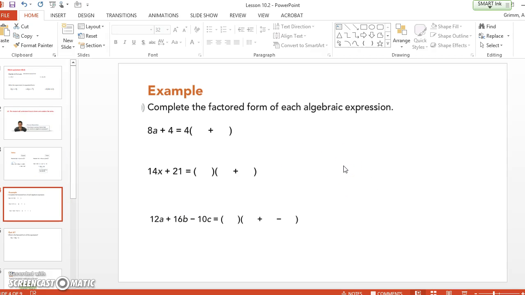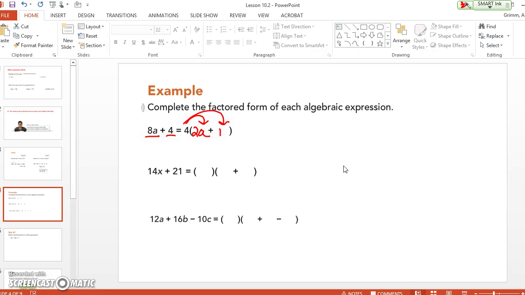All right, so it's going to start you off very, very simple. It's going to actually give you the greatest common factor between 8 and 4. And the greatest common factor is 4. And they wrote it right here. So 4 times what will get you back to 8a? 2a. So I'm going to write 2a. And 4 times what will get you to 4? 1. So the factored form is 4 times the quantity 2a plus 1. Okay, so let's look at the next one.